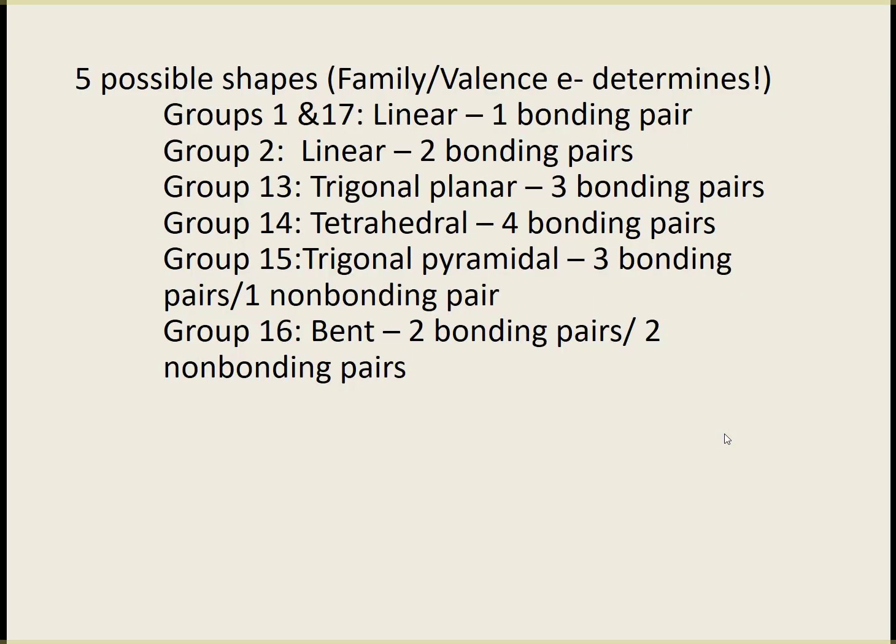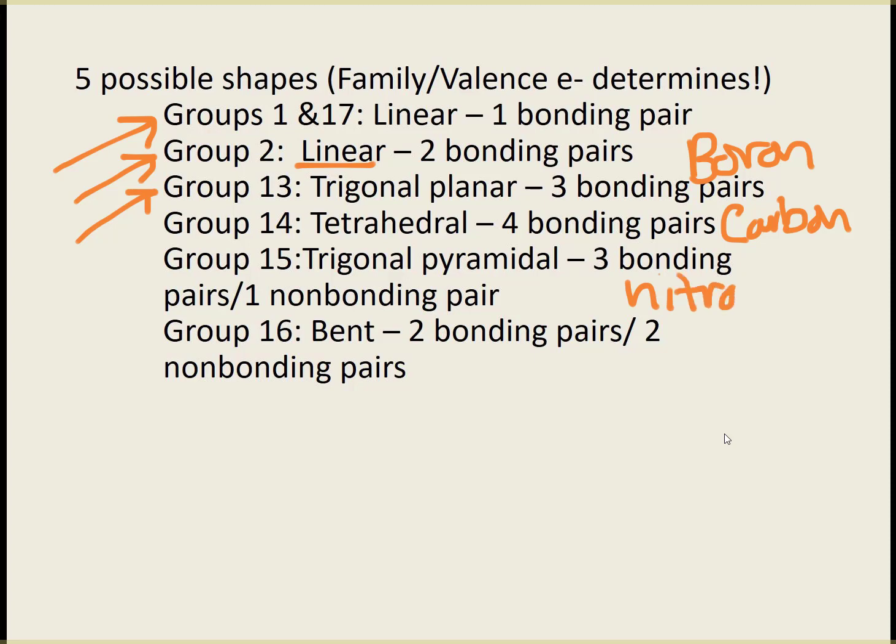So I mentioned family groups with what shapes you would have. If you have your alkali metals, there's just 1 bonded pair. Alkaline earths, they would have 2. And that's where we get a linear shape. This is the boron family, it would be trigonal planar. This is the carbon family. It would be tetrahedral. When we have the trigonal pyramidal, that's our nitrogen family.